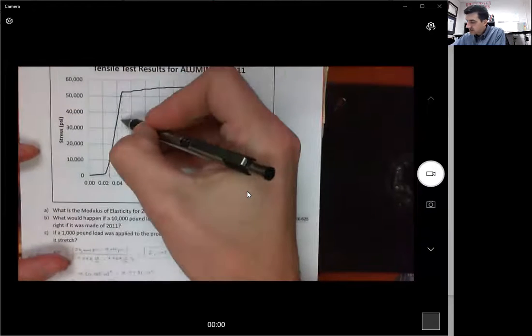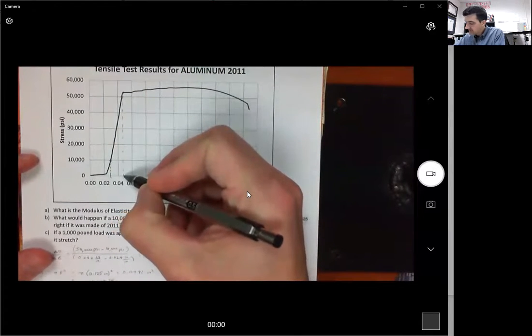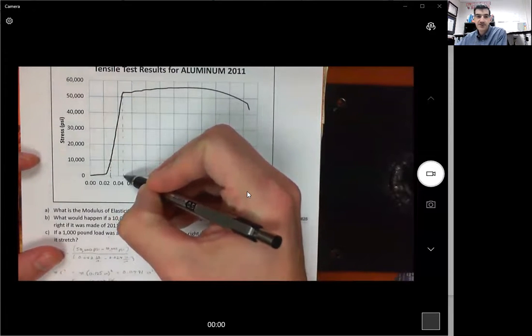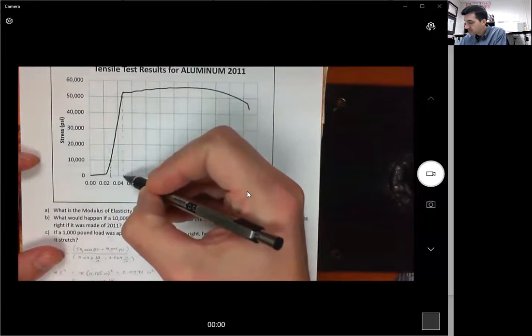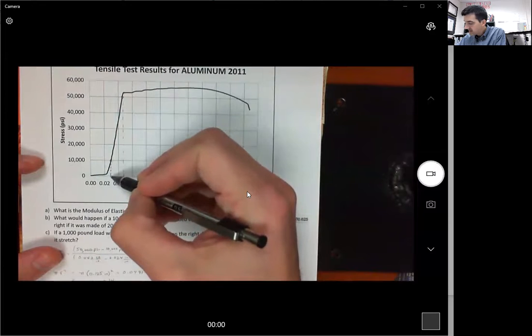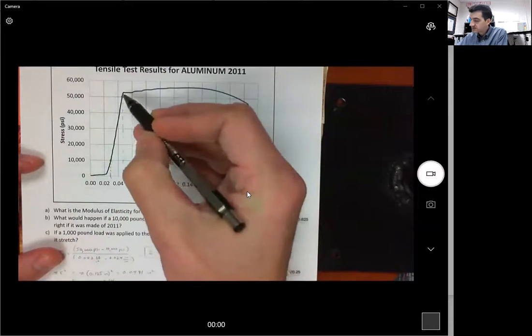Then I drop a dotted line down, and I think that it drops down to a strain value of about 0.043. I'm using some eyeball guesses right there, but I think that's pretty close. And right here at a stress value of 10,000, I drop a line down, and I think that's about a strain value of 0.024 inches per inch. So those are my 2 points.